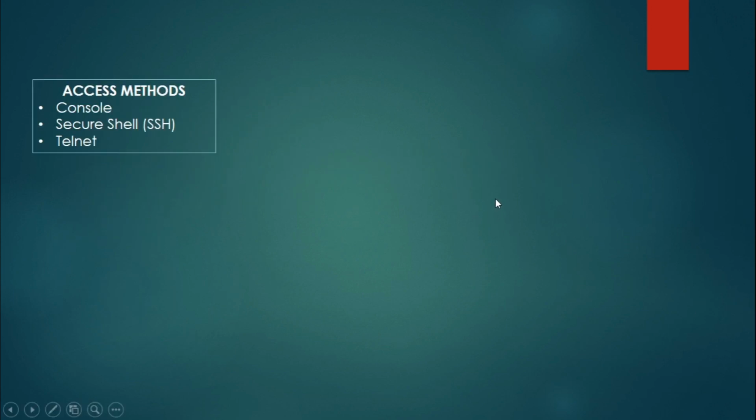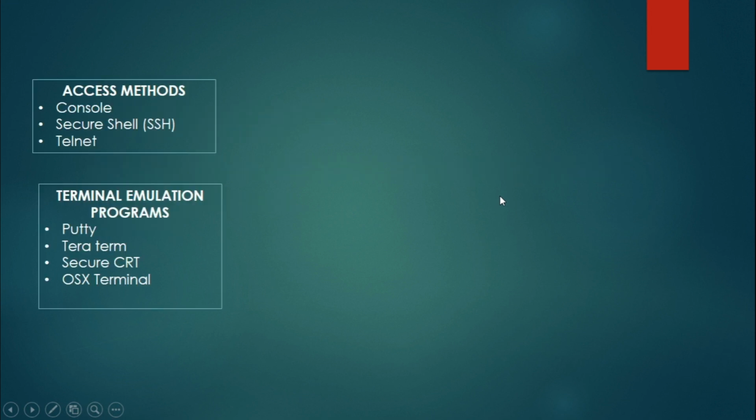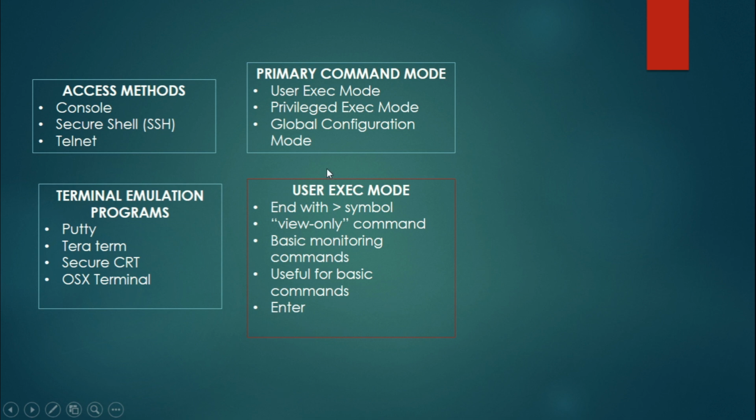We have here the console, access methods, terminal emulation programs, primary command modes, and user exec mode. The access methods are console, Secure Shell or SSH, and Telnet. The primary command modes are user exec mode, privileged exec mode, and global configuration mode. The terminal emulation programs are PuTTY, Tera Term, SecureCRT, or OS X Terminal.